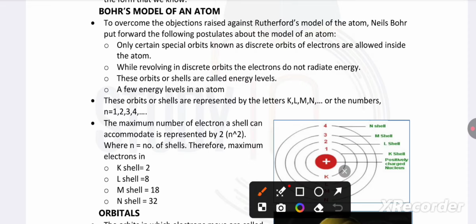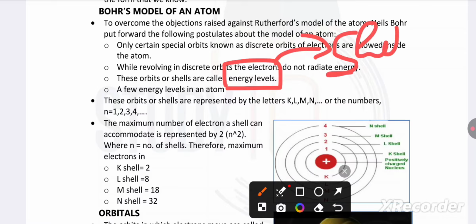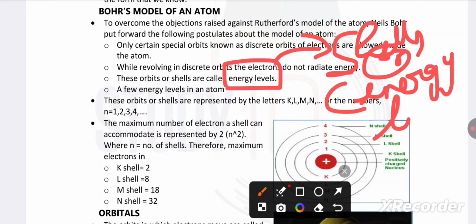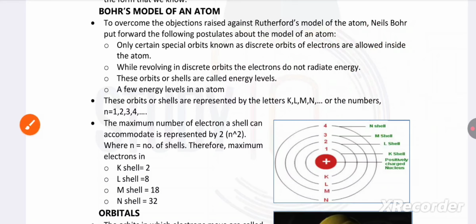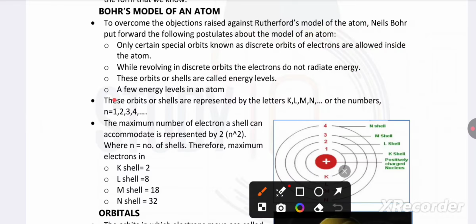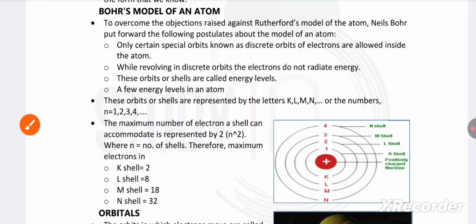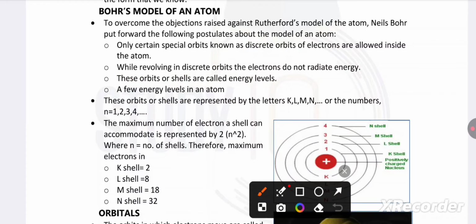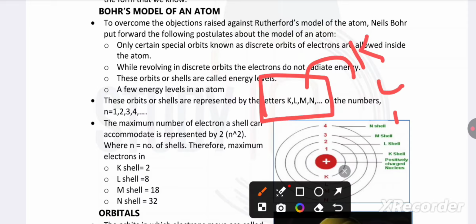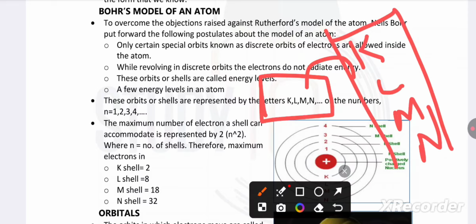These orbits or shells are called energy levels. Another name for these orbits is shells or energy levels. Only a few energy levels exist in an atom, because the atom is very small, as we know. He represented them by letters K, L, M, N, where n is equal to 1, 2, 3, 4, etc.